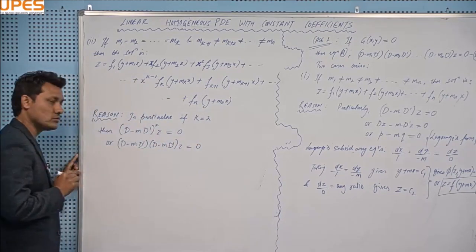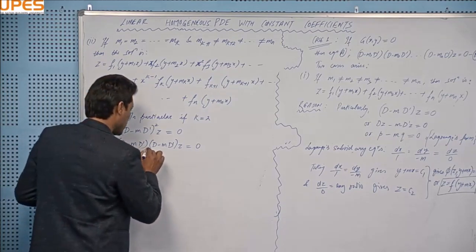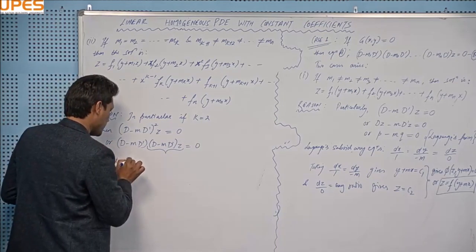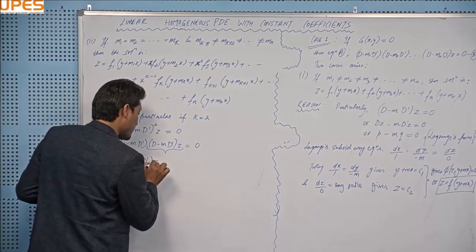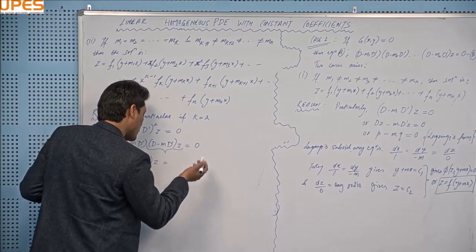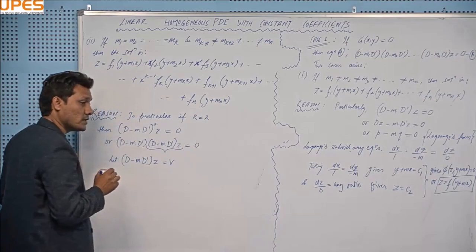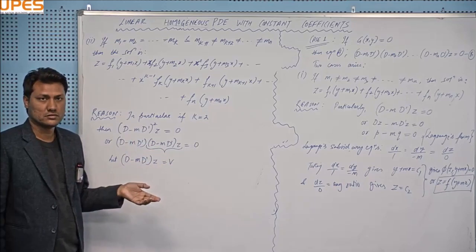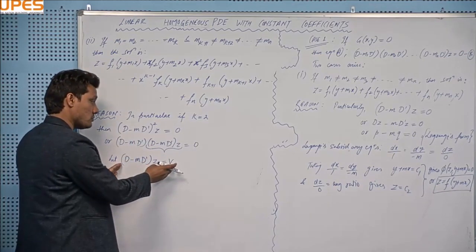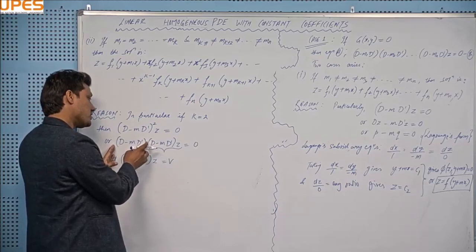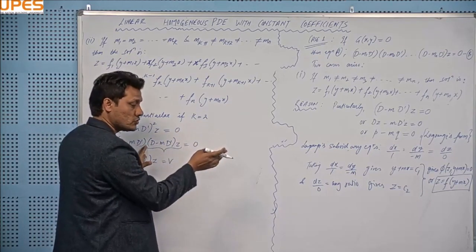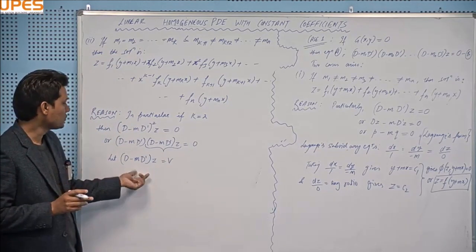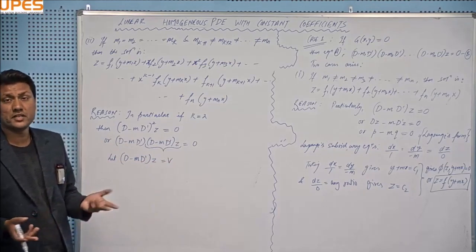Let me take this term as a small v. Let (D − mD') operated on z give a new function, let it be small v. Think in that way: when this operator operates on z, it gives something. You cannot say that this immediately gives 0, because it is when (D − mD') is operated on this thing that it gives 0. So you cannot say that directly it gives 0 at the first place. You have to assume that it is some v. V may or may not be 0.